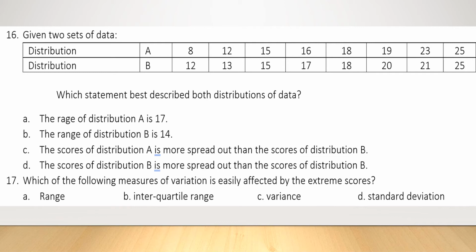Diba? Ingon ko ninyo nga extreme scores. Highest o lowest. Kung i-change nimo ang score sa tumoy o ang score nga nag-una, ang maapektuhan, ang range. Because range is the product of subtracting the highest score from the lowest score. So letter A is the correct answer.